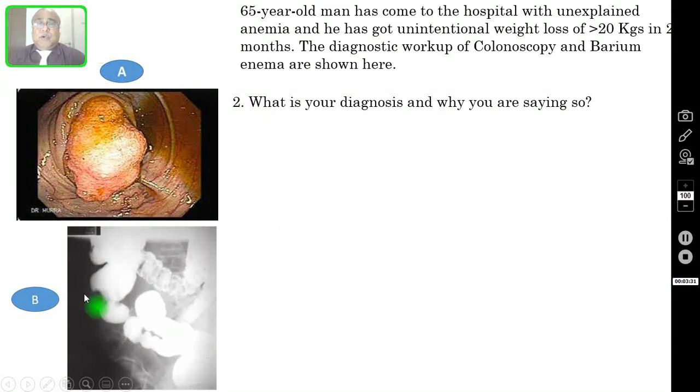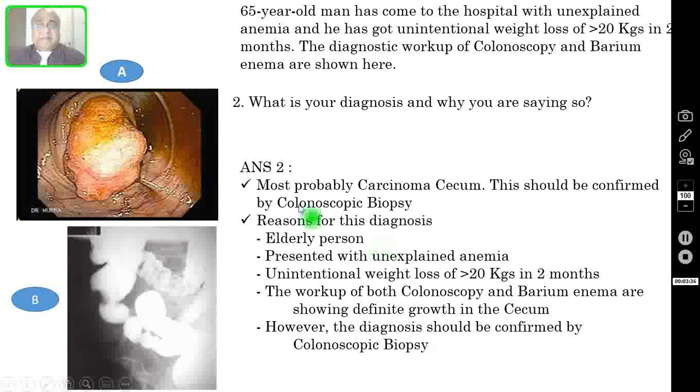Question number 2, what is your diagnosis and why are you saying so? The correct answer is most probably the diagnosis is carcinoma of the cecum, but this should be confirmed by a biopsy by colonoscopy, or colonoscopic biopsy.